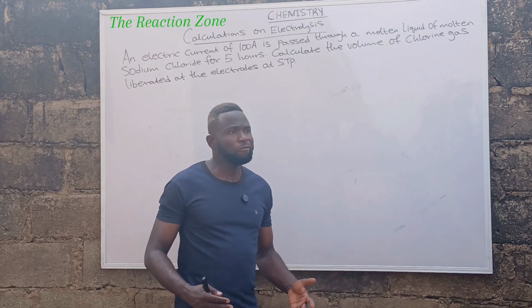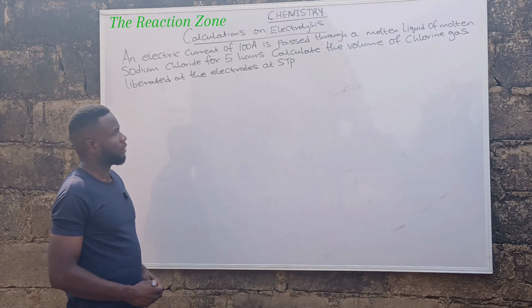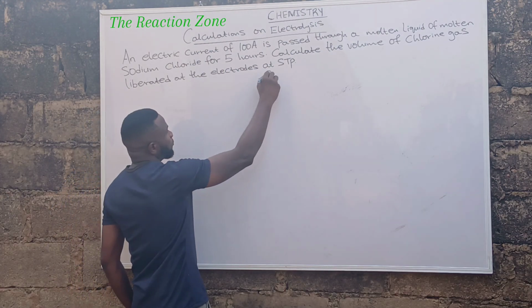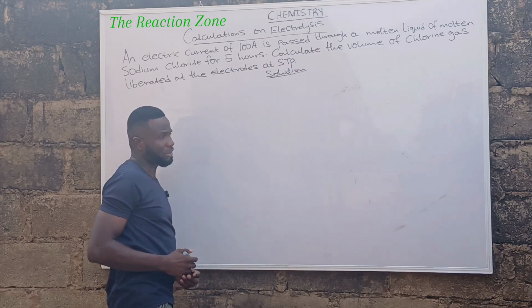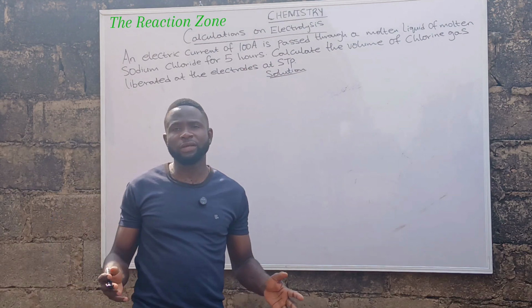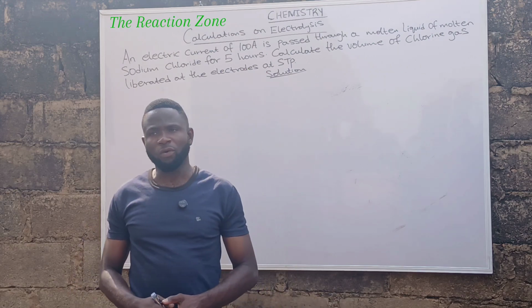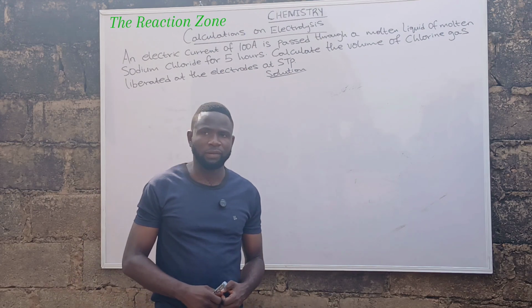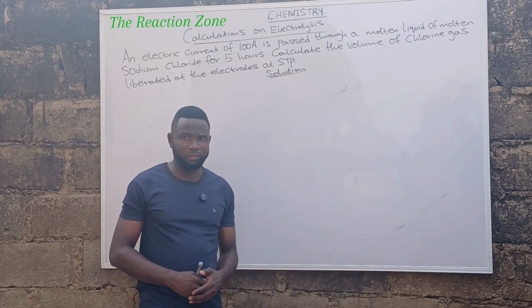Now, to solve this particular question, we need to, first of all, ask ourselves, where will chlorine gas be liberated? Is it at the anode or at the cathode? Chlorine gas is going to be liberated at the anode.